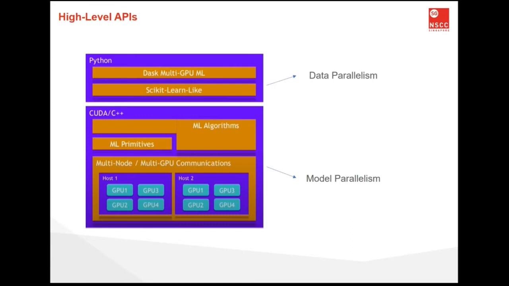So look at the structure here. This is how we divide the world up into high levels and low levels. At the high level side, that's the Python side, where we use Dask to do distributed machine learning, both data and model parallel. And we have model parallelism in our CUDA C++ layer. And then we have all the primitives and GPU communication at the bottom, things like MPI, etc.